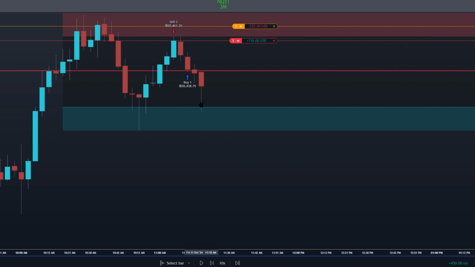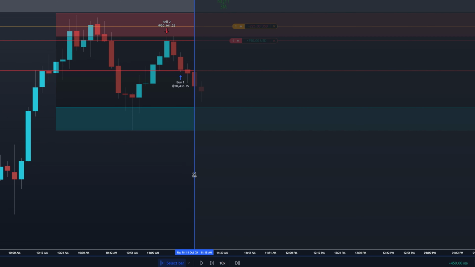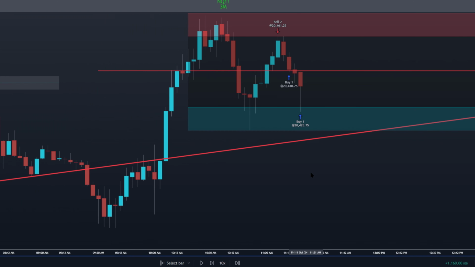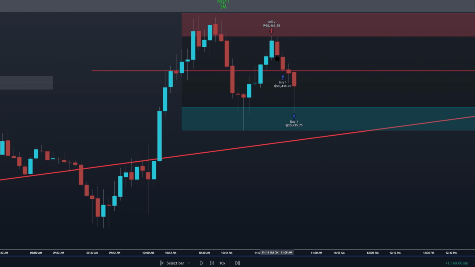So there's our target. Boom. Back to the middle range. Like I said, we should not expect this to be broken yet. So we'll go ahead and exit. We would have exited as it went into here, right there. Buy one back. All right, so we made $160 off that trade.